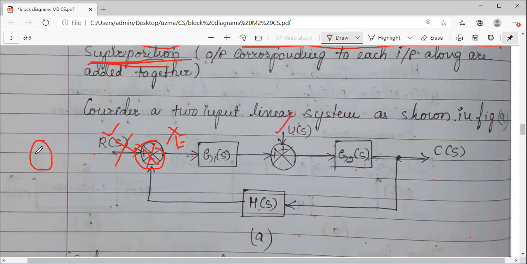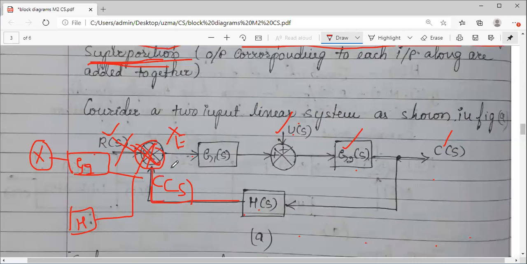I'm starting with this. Then I have G2. Then I have C of S. From this, I have a feedback. This is your H. After this, there is no point in taking this adder or summer, the mixer. I should not use this. So directly, this feedback signal, which is B of S, will be linked to G1 of S.